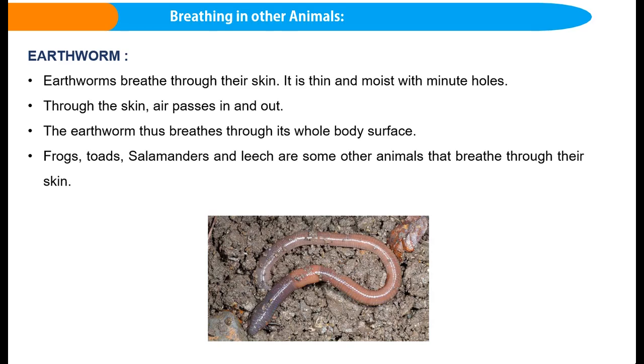And moving on to the earthworm. Earthworms breathe through their skin. It is thin and moist with minute holes. So the skin is thin and full of moisture, and it has minute holes through which the air passes in and out. The earthworm thus breathes through its whole body surface. Frogs, toads, salamanders, and leeches are some other animals that breathe through their skin.